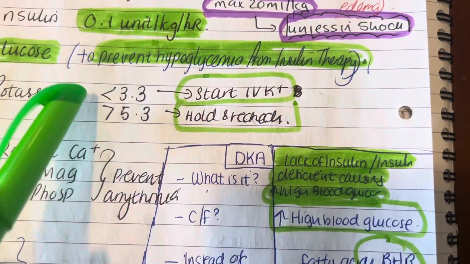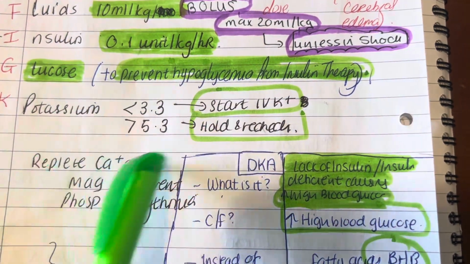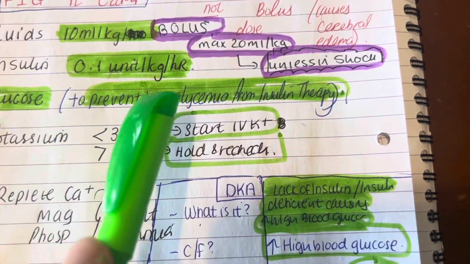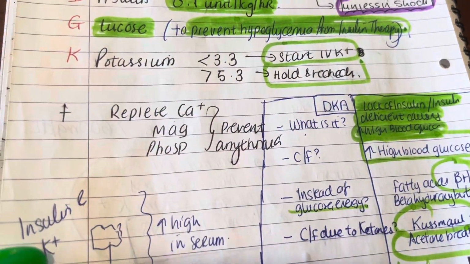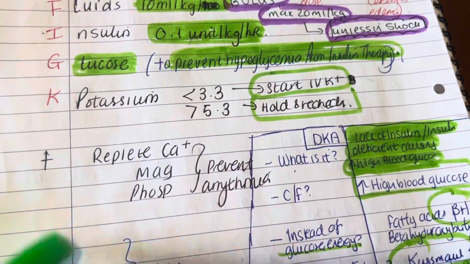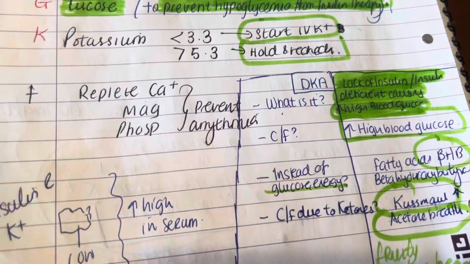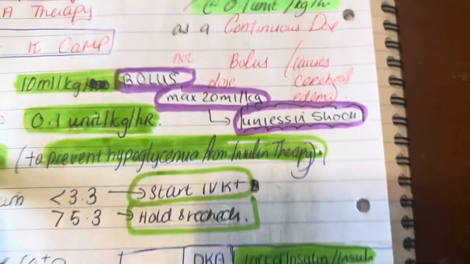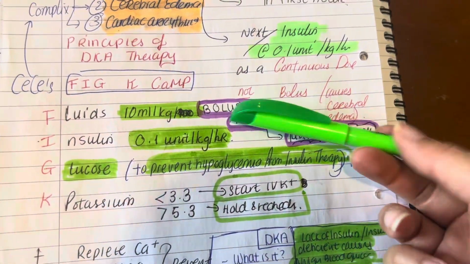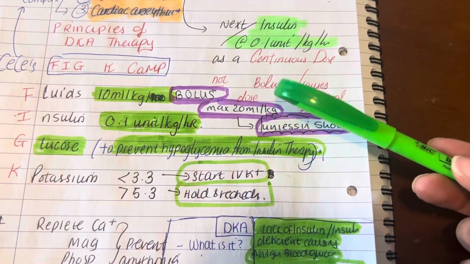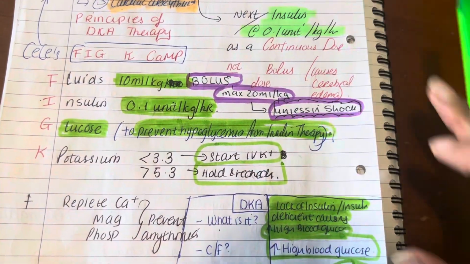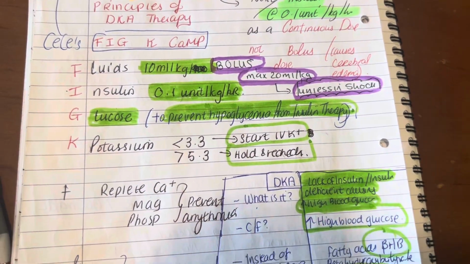If it's less than 3.3, we start with IV potassium. 3.5 to 5 is normal potassium. However, if it's more than 5.3, we hold the potassium and recheck in 15-20 minutes. Then the other things we replete are calcium, magnesium, and phosphate to prevent arrhythmias. The only thing that we have yet to mention is that a bolus dose is typically given at 10 mils per kilogram, but you can do 20 mils per kilogram too. Unless the patient is in shock, then obviously they will need more fluid bolus dose.